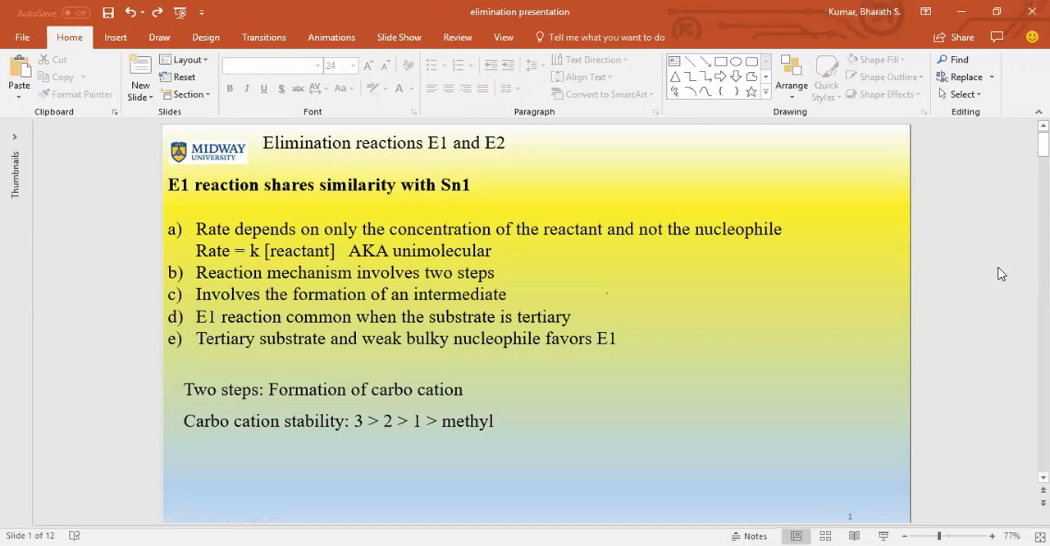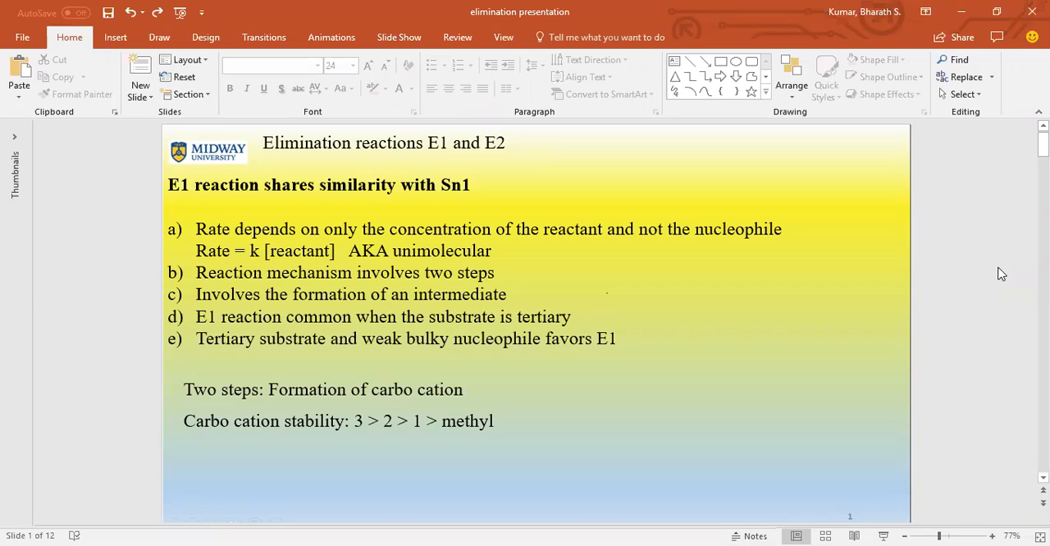As you can see on the screen, E1 and E2 share a lot of similarities with a little bit of differences when compared to an SN1 or SN2. Let's look at the similarities and then we'll talk about the differences.